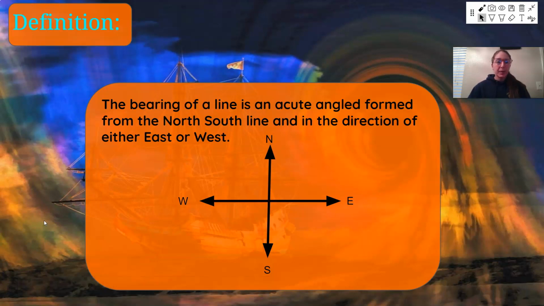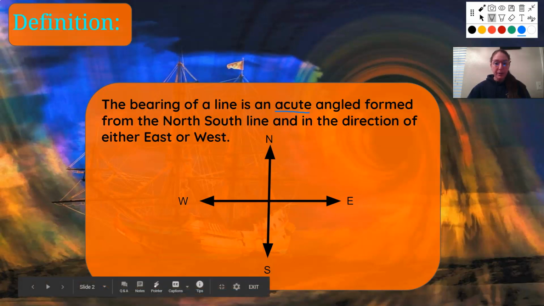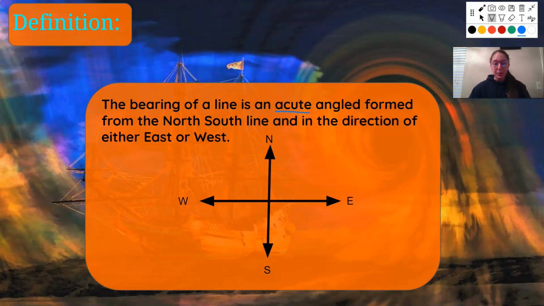So definition, the bearing of a line is an acute angle. So emphasis on acute here, because it's got to be less than 90, formed from the north-south line. So this is the north-south line right here. All of our angles are either going to start on this north line or on this south line, and in the direction of either east or west.